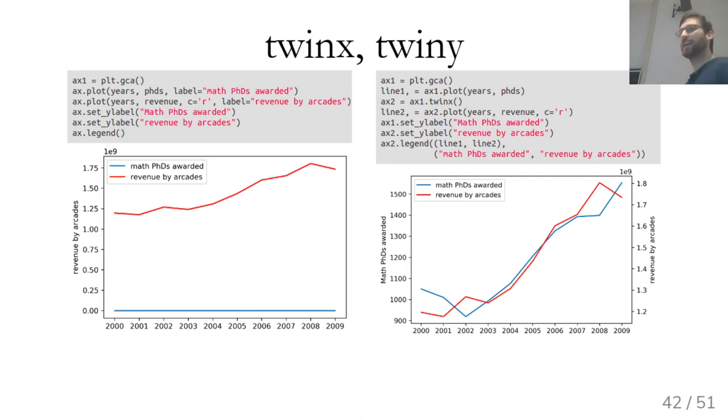And we can see that they are highly correlated. The p value is like three zeros at least. But they're causally unrelated, though statistically correlated. So yeah, if you want to compare different series, using twin x, or twin y if you want to do it in the other direction, is very useful.